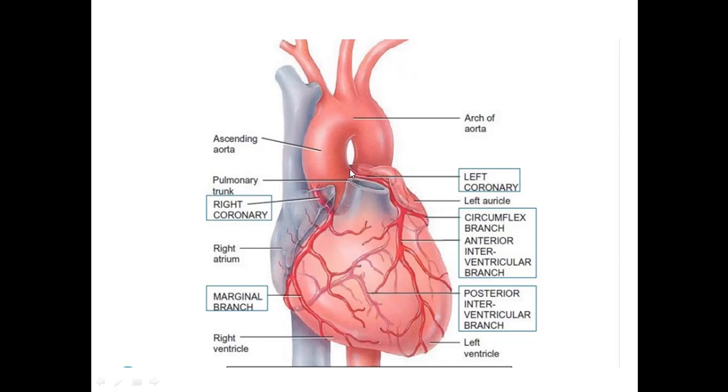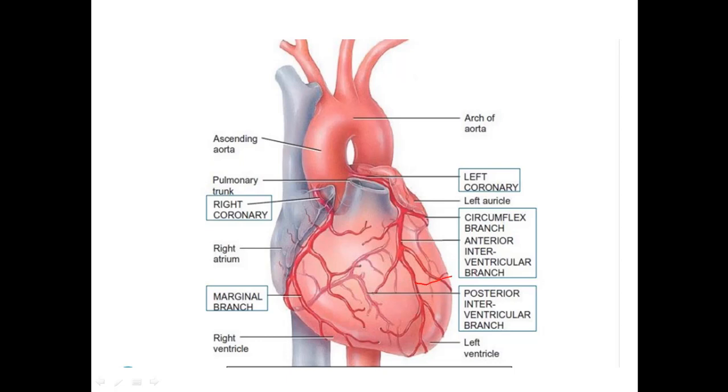Going to the left coronary, it is smaller in most people, and it's not the dominant artery. The dominant artery is the right coronary in most people. So the left coronary divides into the left circumflex branch and the anterior interventricular branch. From the anterior interventricular branch we have an artery called the left anterior descending artery. Let me write this for you.